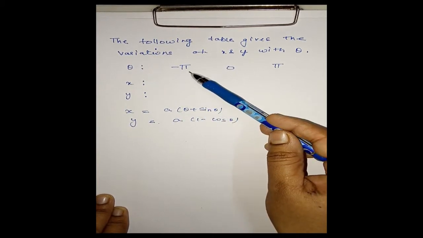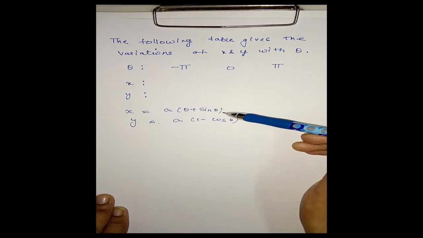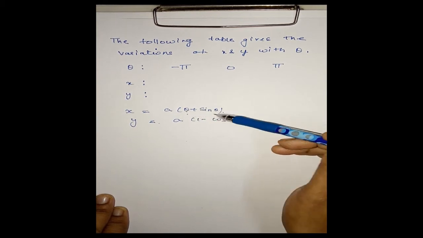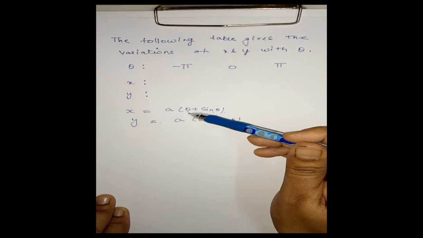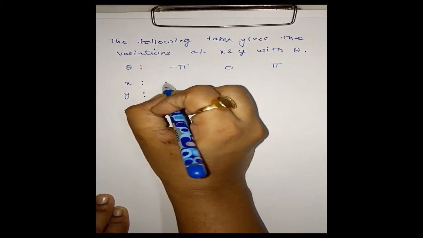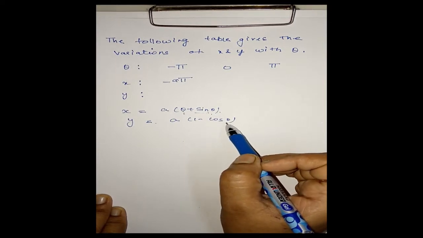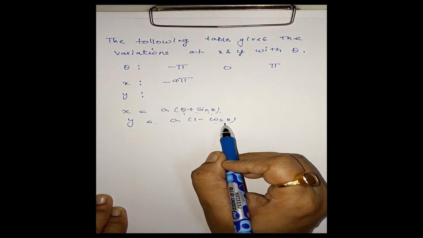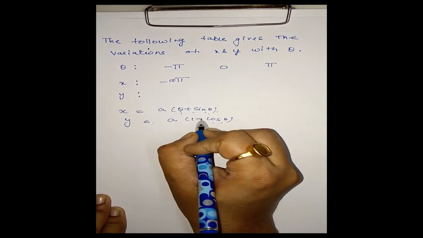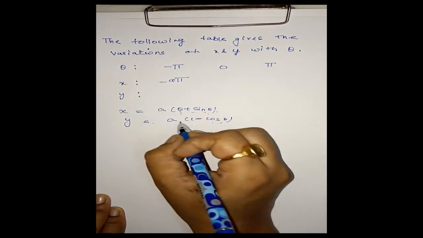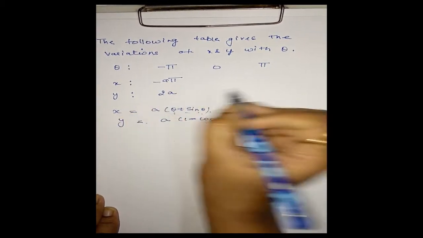When theta is minus pi, we know sine pi is 0. Here theta plus sine theta is 0 plus minus pi, that means minus a pi. And here cos of minus theta is cos theta and cos pi is minus 1. Minus minus will give plus, therefore this will be 2a.